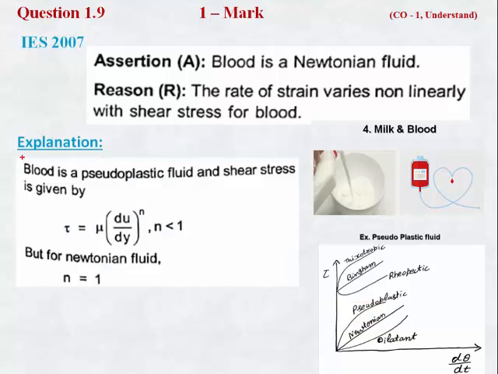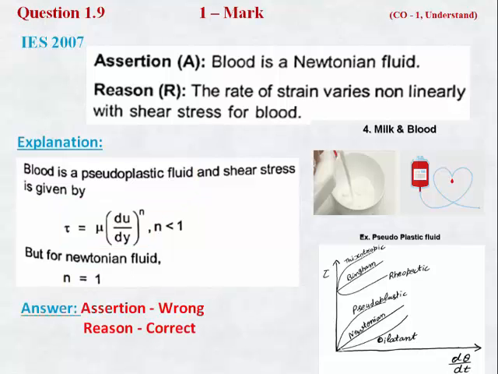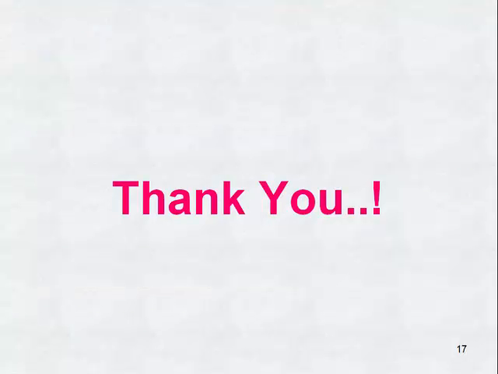So here is the explanation. Blood is a pseudoplastic fluid and shear stress is given as tau equals mu (du by dy) to the power n, where n is less than 1. But for a Newtonian fluid, n equals 1. For a dilatant fluid, n is greater than 1. The assertion is wrong, the reason is correct. In this video, we have seen viscosity.